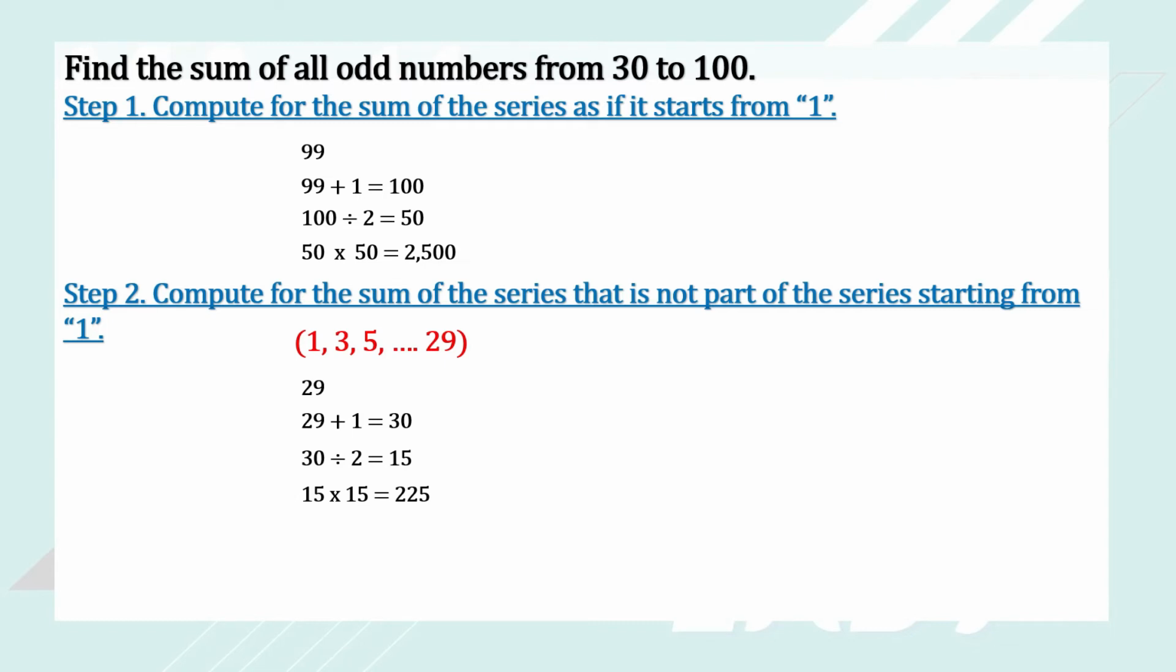Then, kung i-subtract ulit natin ang ating step 2 from step 1, so, 2,500 minus 225, ang ating sagot ay 2,275. Ibig sabihin, the sum of all odd numbers from 30 to 100 is 2,275.